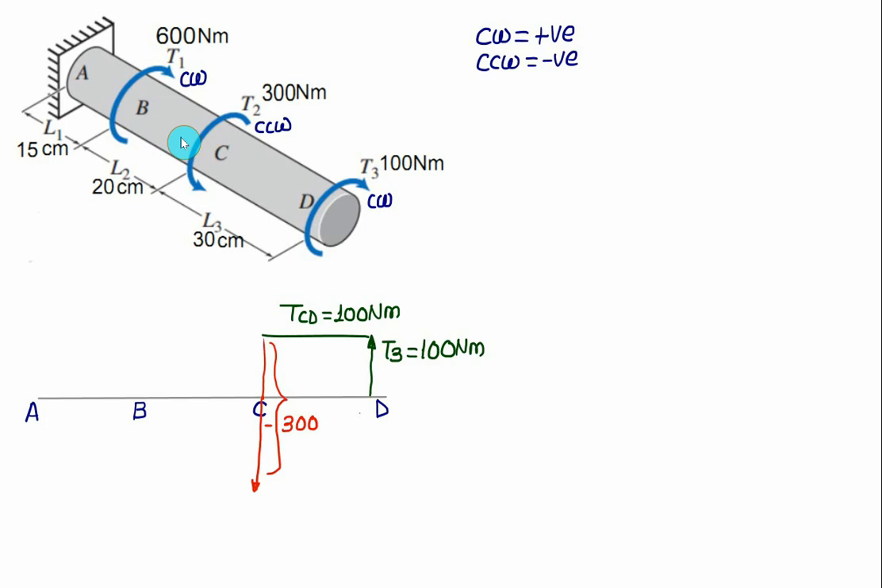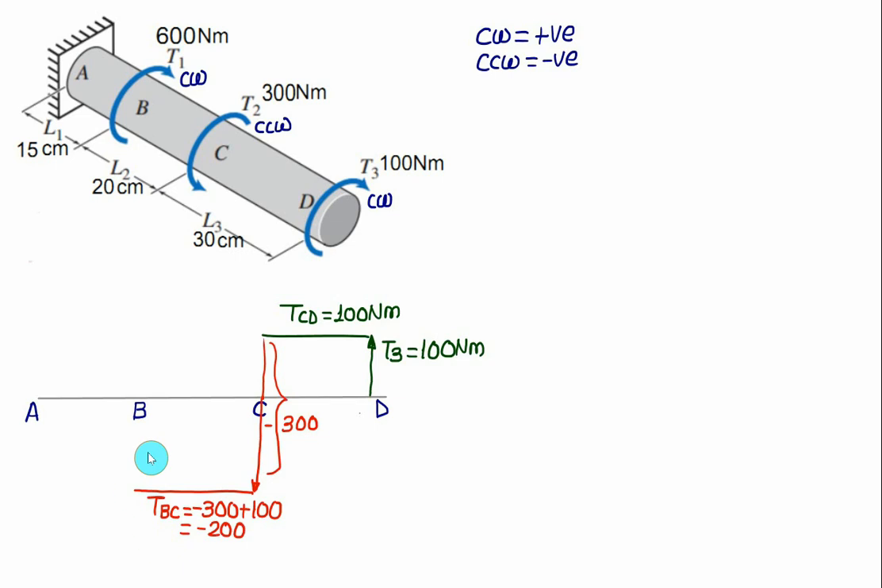Between B and C no torque is acting, so the torque remains constant over the section BC. So the torque acting on section BC is just the sum of the previous two, that is minus 300 plus 100, that equals minus 200.